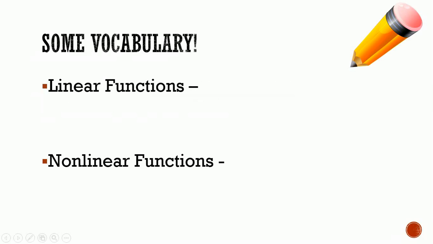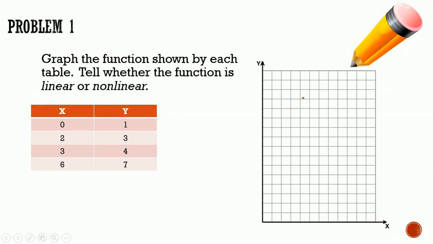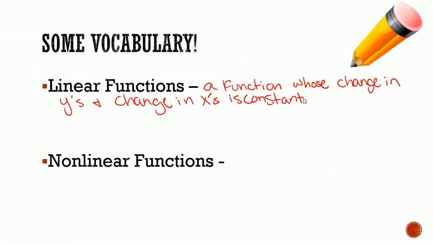So first, some vocabulary. A linear function is a function, surprise, surprise, whose change in y's and change in x values is constant. So basically it goes up by a constant amount. Every time that I go up by 2 in the x's, I go up by 3 in the y's. Another way to pick out a linear function is its graph is a line. Okay, so that's one way to pick it out.